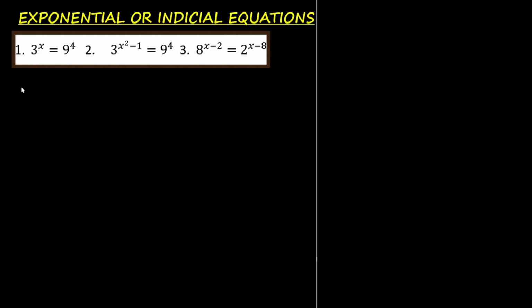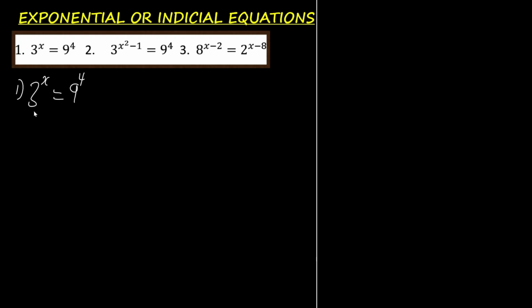Now, the first question we have over here is 3 raised to the power x is equal to 9 raised to the power 4, or 9 power 4. As you can see here, the x that we are looking for is an index or exponent here. So how do we solve for the x over here? Now to do that, you gotta make the bases the same. Now the base over here is 3 and also the 9 over here.